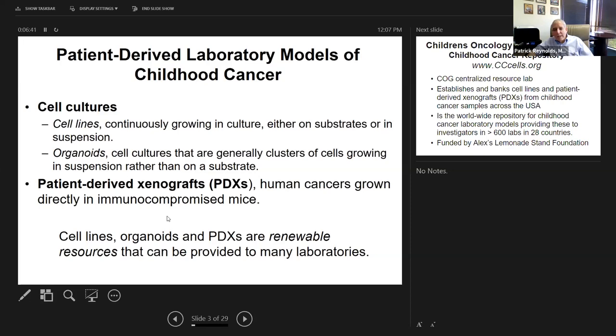So an important part of these relative to other types of tissue that you might get, i.e. patient tissue itself, is that all of these are renewable resources. So they can be provided to many laboratories. Laboratories can replicate exactly what was done in others.